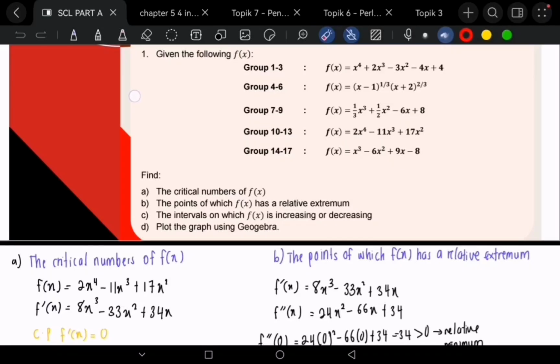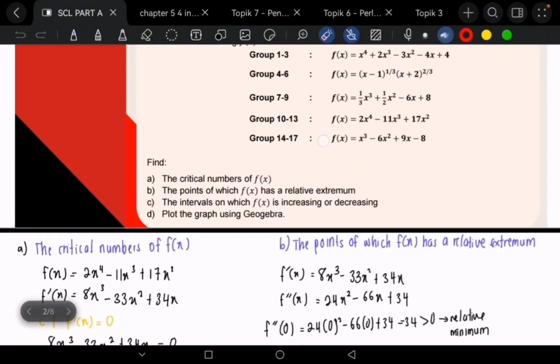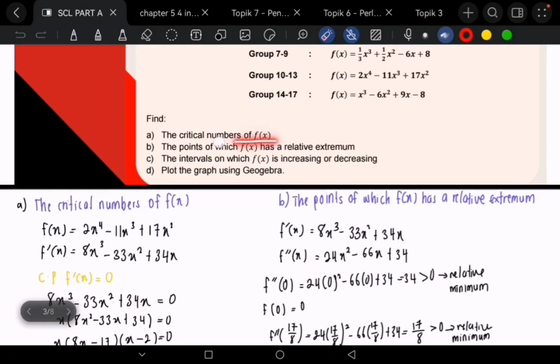For question 1, given the following function f(x) equal to 2x^4 minus 11x^3 plus 17x^2. So part A, find the critical number of f(x).